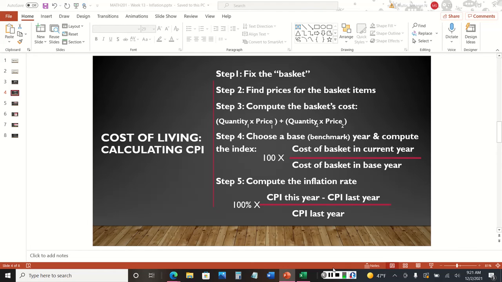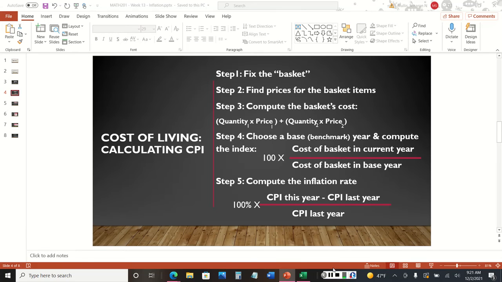Step five is you compute the inflation rate. Generally you're going to see it as a percentage, but you can see it as a decimal as well, because we know how to convert percentages to decimals and decimals to percentages. To calculate that, you take the consumer price index from this year, subtract the consumer price index from the previous year, divide that by the consumer price index of the previous year, and then multiply that by 100%.